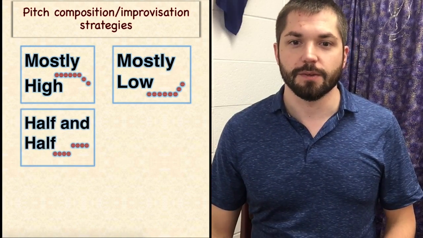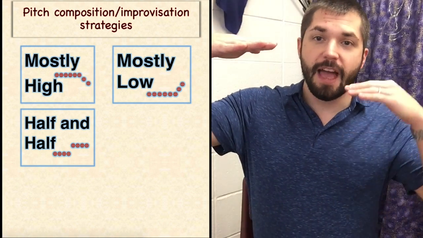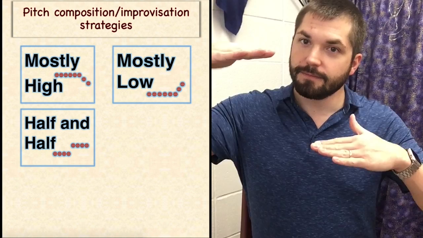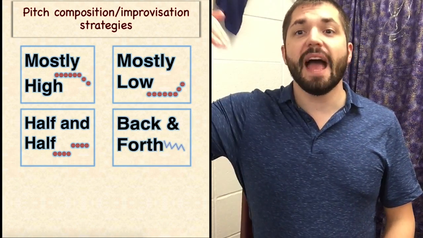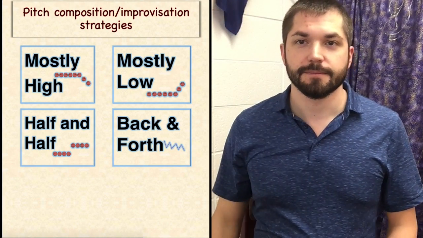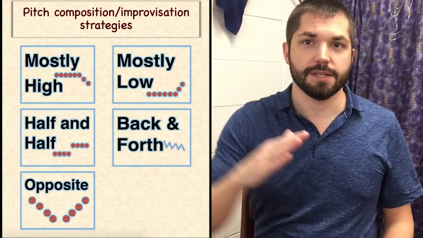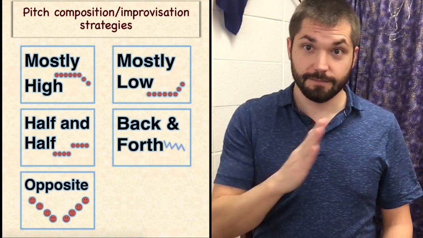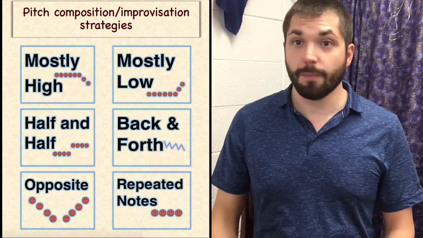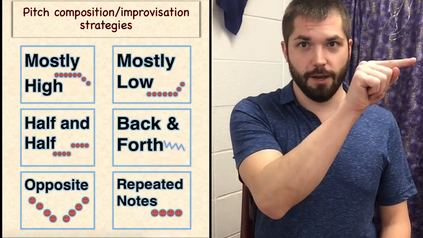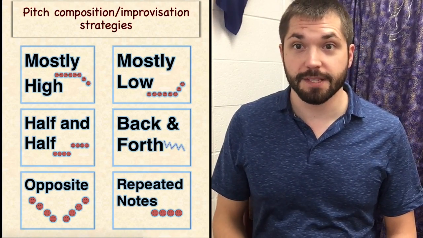What else could we do? We could go first half something, second half something. Half and half. Or we could do zigzaggy motion. Back and forth. Or we could go opposite. Opposite. And our final choice that we could use for these two sounds is repeated notes. Repeated notes. That's where they're all the same. Remember these from last time?